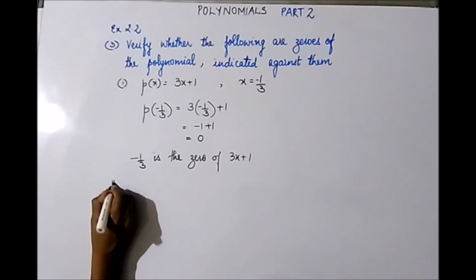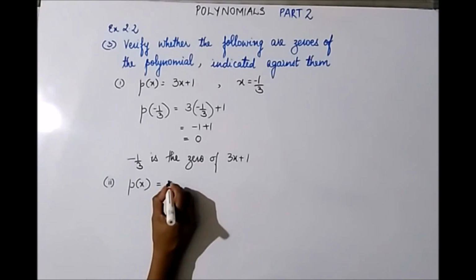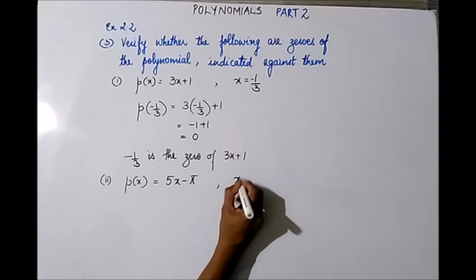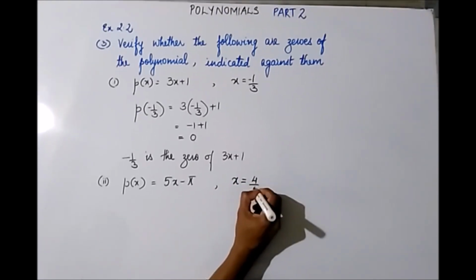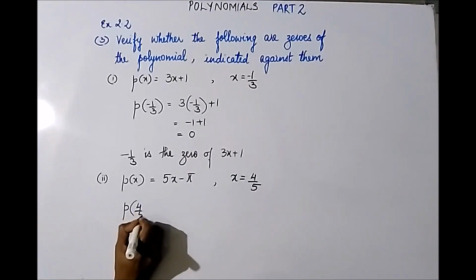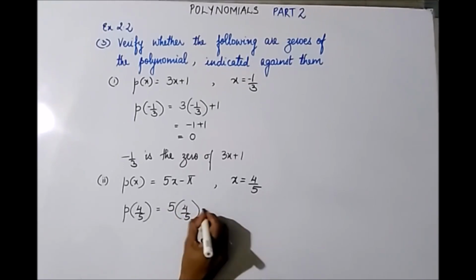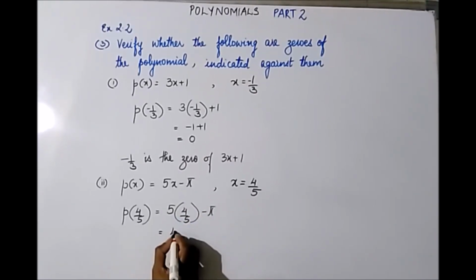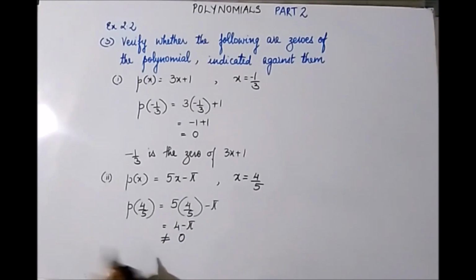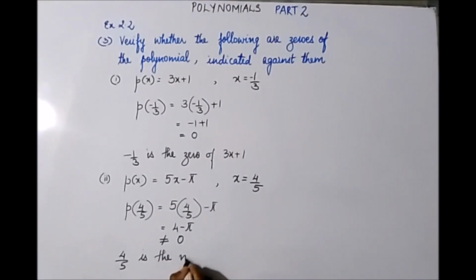Next question. Here the polynomial is given as 5x minus pi and the value indicated is x equal to 4 by 5. In place of x, we will write 4 by 5. This is equal to 4 minus pi, which is not equal to 0. Hence, 4 by 5 is not the 0 of the given polynomial.